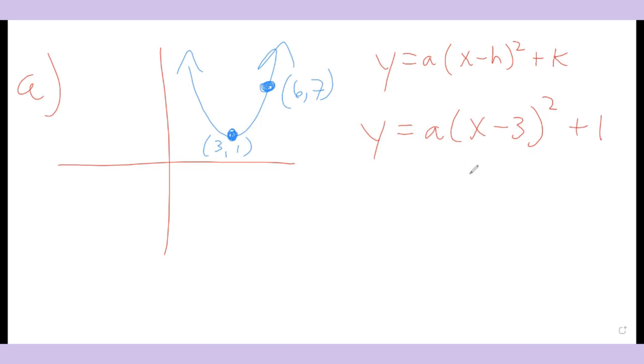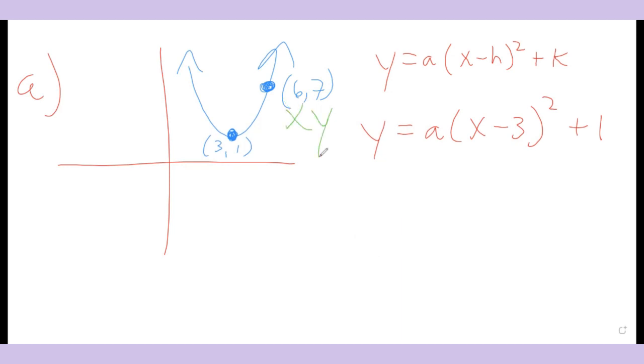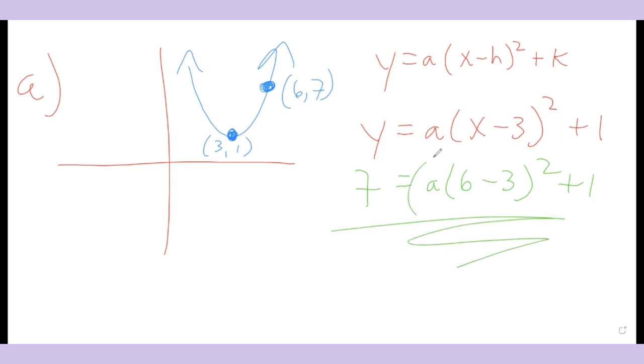Now, to do that, take the random point. You see this point there? That is a random point. So take that random point, take its coordinates, and plug in the coordinates for x and y. Let's do that right now. So 7 goes in for y, and then the 6 goes in for x. Temporarily, x and y change to these numbers, temporarily. Now, solve this equation for a.